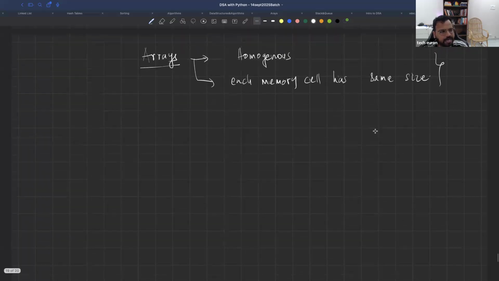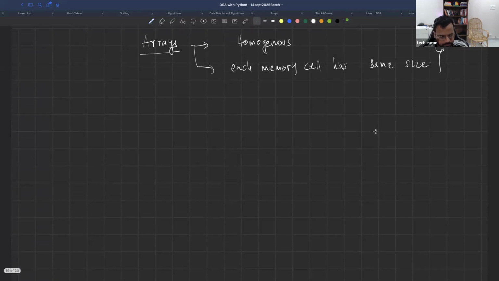Why? Because when we create a list in Python, suppose we are creating a list of marks. Do we care about whether it is homogeneous or not? We can store like this also. We can say 10 also, and then 15 also, and then 100.28 also, and then 40 also. And if you are not maintaining this, then you can also have some string here.